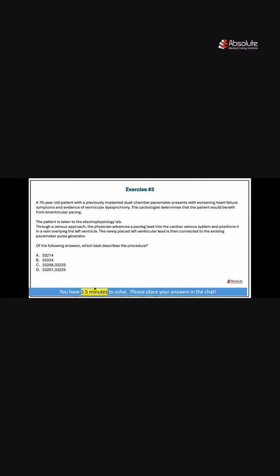The patient is taken to an electrophysiology lab through a venous approach. The physician advances a pacing lead into the cardiac venous system and positions it in a vein overlying the left ventricle. The newly placed left ventricular lead is then connected to the existing pacemaker pulse generator. Of the following answers, which best describe the procedure? All right, coders, your time begins now.